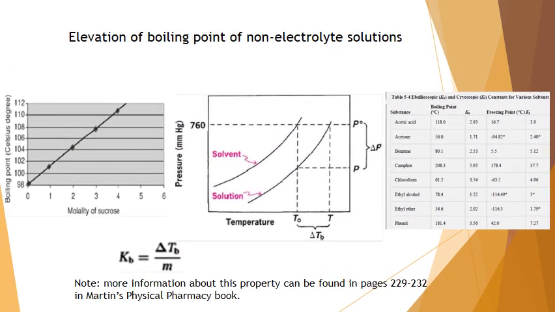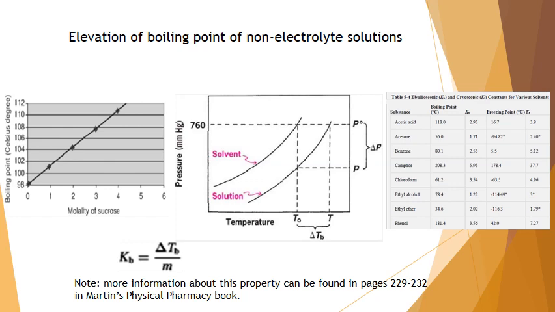The second important property related to the solutions of non-electrolytes is the elevation of boiling point. So what does it mean? What they found is that when you make a solution, imagine that you are making a pharmaceutical solution, and you put the solute in the solvent, the boiling point of the solution will be higher compared to the boiling point of the solvent.